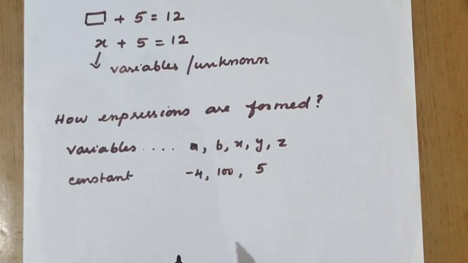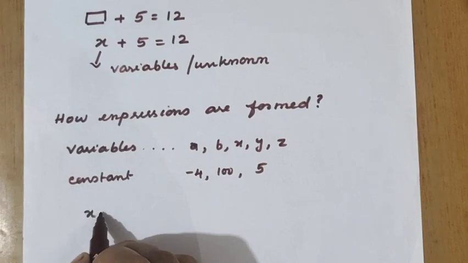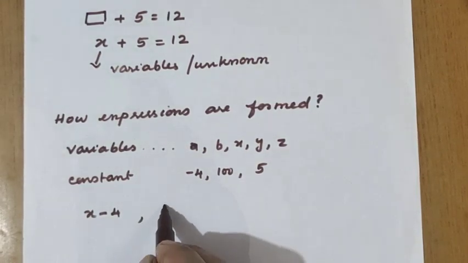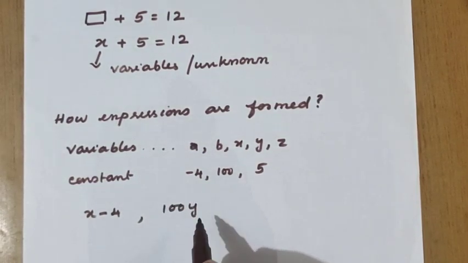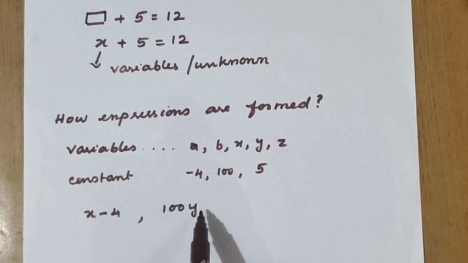Now we have to learn what will happen when we combine these variables and constants with operations. Let us see x minus 4. What is happening here? We are combining the variable and constant with an operation. Which operation? Subtraction. Similarly, 100y. What we have done? We have multiplied y, that is a variable, with a number, right? So we are getting an expression.